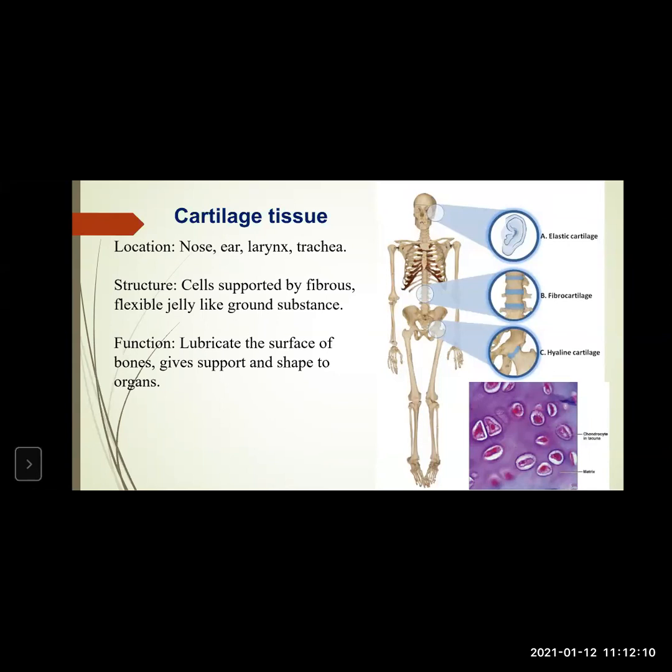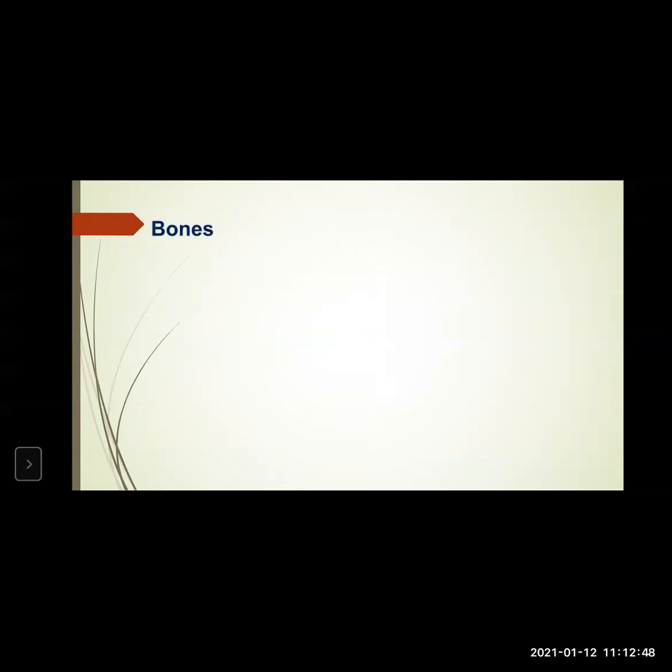So it also gives shape to the organs, besides providing lubrication and support to the body parts. Remember, cartilage is present in the nose, ear, larynx, trachea. It is made up of specialized cells known as chondrocytes, which are embedded in a fibrous, jelly-like matrix. Its function is providing lubrication to the bone surfaces, providing support to the organs, and providing shape to the parts of your body.